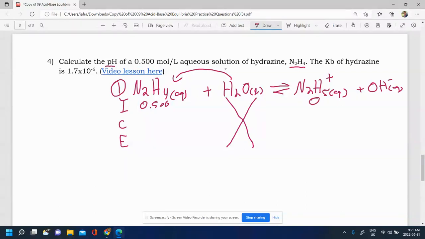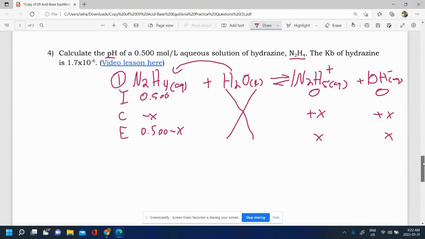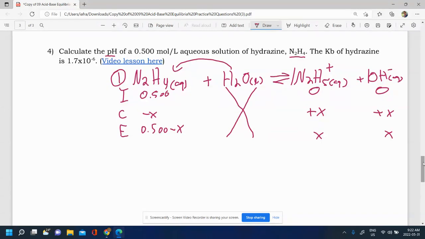We know at the beginning we'd have 0 of this, but we'd have plus x and plus x because it's balanced already, and those are based on the molar coefficients of 1 and 1. And so here we'd have x and x. Here we have minus x. We're not sure how much of this will be converted into the N2H5 plus. It's not 100%. So we have to do 0.500 minus x. And so what we're going to do now is try to solve for x because we want to find this OH minus to help us find the pH in some way. It might not be direct, but at least it'll help us get there.